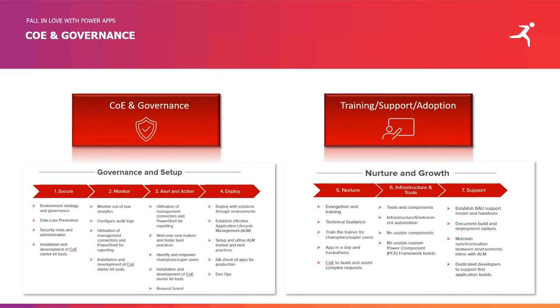So not only governance, which is data loss prevention, maybe setting up of environments and using some of the tools there to help us keep an eye on what's going on in the Power Platform, but also that training, support and nurturing. We're going to get a return on investment when people are building their own apps. When people are building their own apps, that's when you're going to get a good return on your investment in Microsoft and Office 365. So helping them, training them, nurturing them, giving them support and allowing them to do that in a nice, safe, controlled environment.